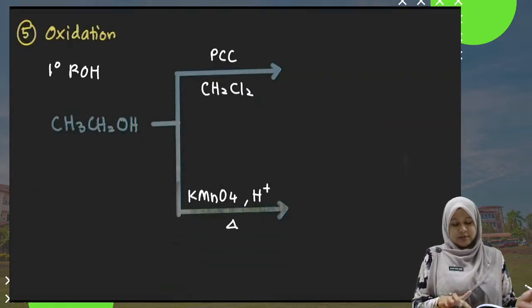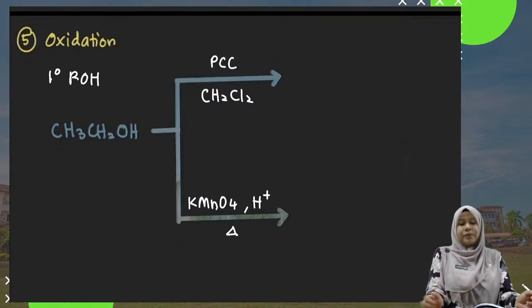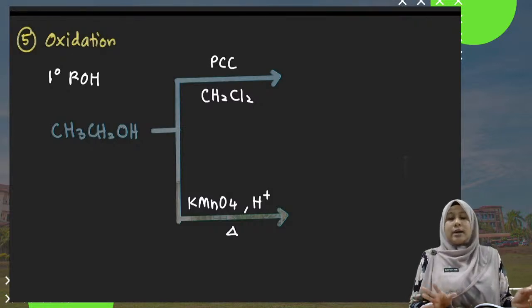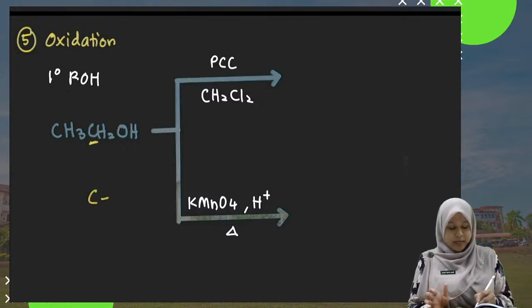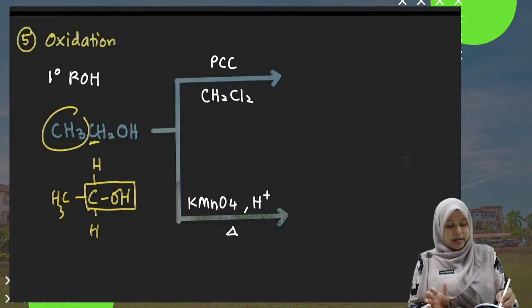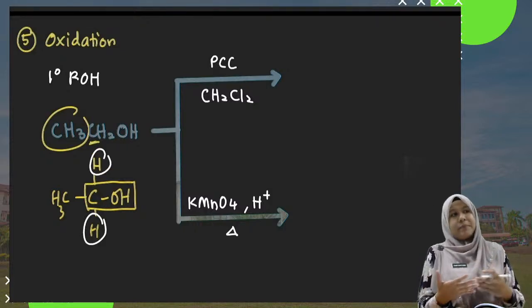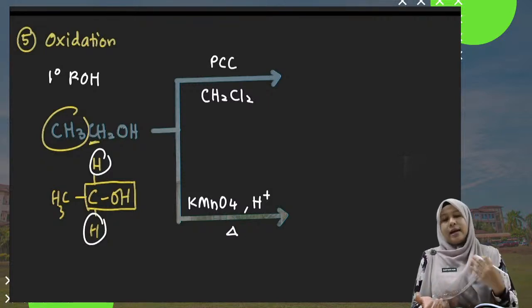So seterusnya, ni ada satu lagi reaction melibatkan oxidation. Okay, untuk oxidation kita tahu alkohol ni dia syarat nak buat oxidation, karbon yang bearing kepada OH, maksudnya karbon yang pegang kepada OH, dia syarat dia mesti ada at least satu hidrogen. Macam ni CH3 kan. Okay, so karbon ni yang pegang kepada OH, syarat dia mesti ada at least satu hidrogen. Kalau dia ada hydrogen, dia boleh oxidize. Tapi kalau carbon that bearing the OH group, dia tak ada hydrogen, has no hydrogen, so dia cannot oxidize.